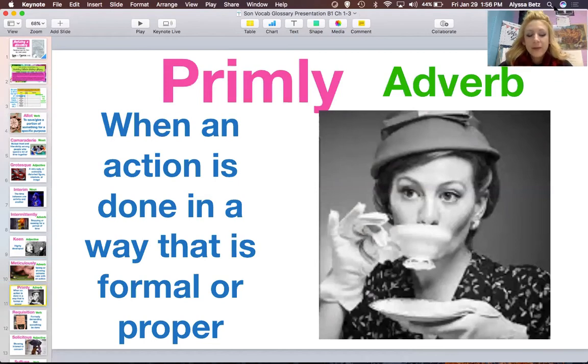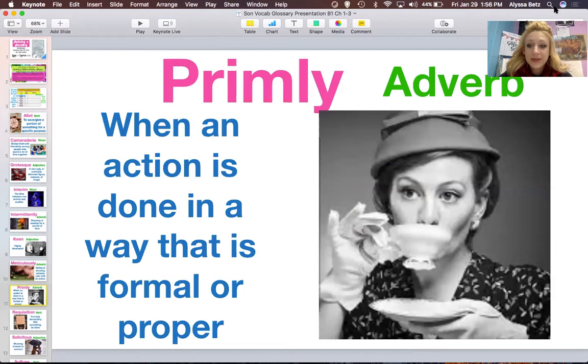Next up, we have primly. Primly, if something is done primly, this is an adverb, so it describes how a verb happens. If something is done primly, it is done in a way that is very formal or very proper. So if you're going to a fancy dinner, then you want to make sure that your manners are prim and proper. So how you hold your teacup would be in a primly manner.